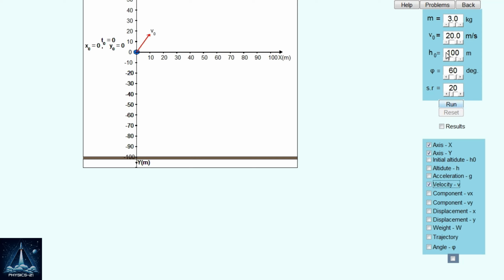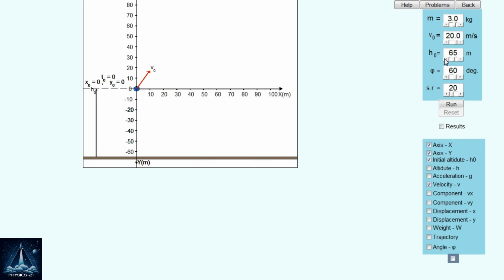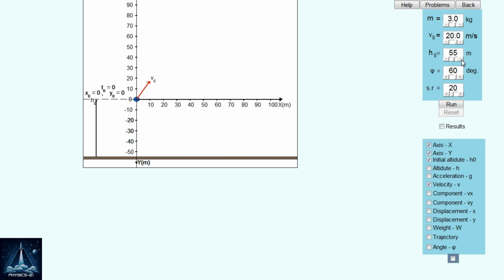The parameter v0 denotes the initial velocity of the object. The parameter h0 denotes the height from which the object is launched.